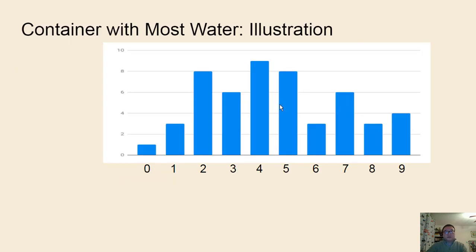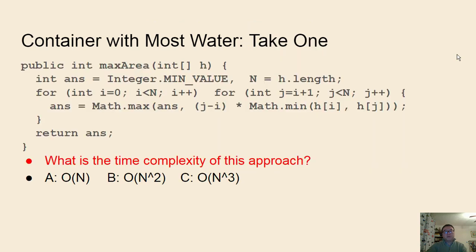Of course, this one is illustrating this. I have the height plotted here, so we're going to use this to illustrate our algorithm. So let's first try something really brute force. We just consider all pairs of sides that we can choose, and then we compute how much it can hold. So that will be j minus i times the min of the heights, and then we just keep track of the max. So this would work.